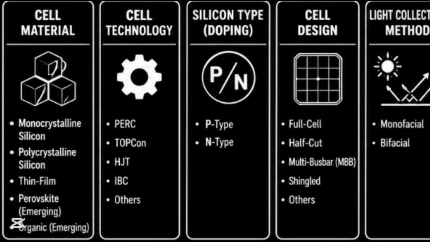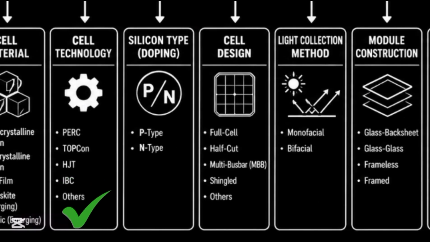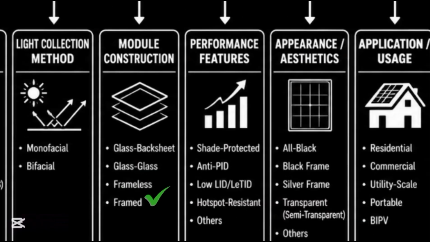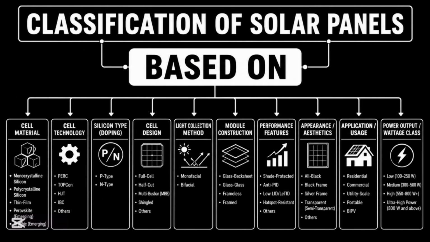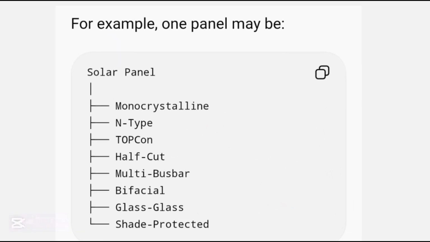Some classifications describe the material from which the cells are made. Others describe how the cells are manufactured. Some explain how the panel is constructed, while others refer to special features that improve performance. These categories are independent of one another, which means a single solar panel can belong to several categories simultaneously.